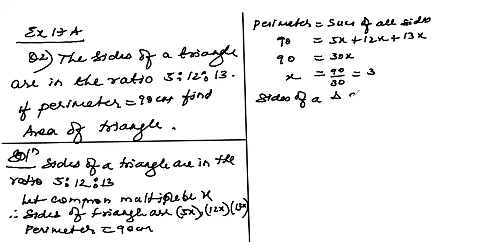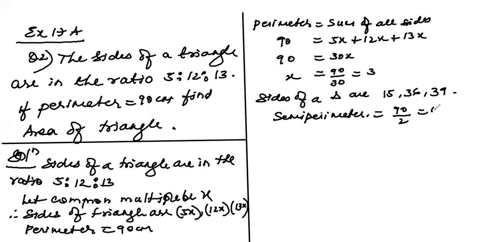So the sides of a triangle are 5x, 5 into 3, 15, 12x, 12 into 3, 36, and 13x, 13 into 3, 39. What is the semi-perimeter? I can add all these three sides, or rather than that, I'll say 90 upon 2, half the perimeter.